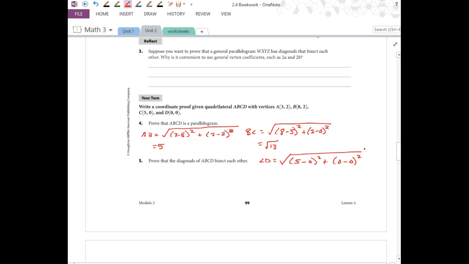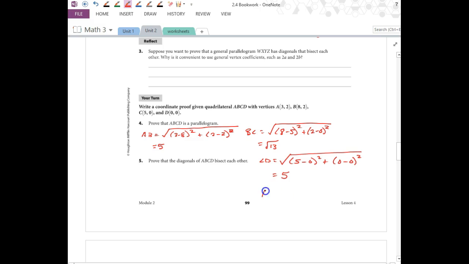Is everybody okay with plugging these into the distance formula? Following that piece? Okay, so I have 5 squared plus 0 squared. You have no idea what 5 squared is? 25. So yeah, 25. So the square root of 25 is 5.